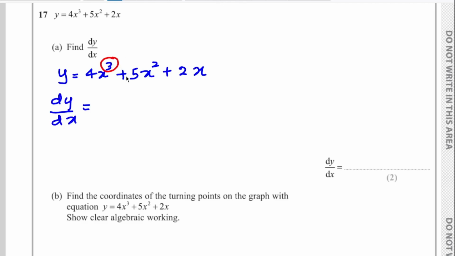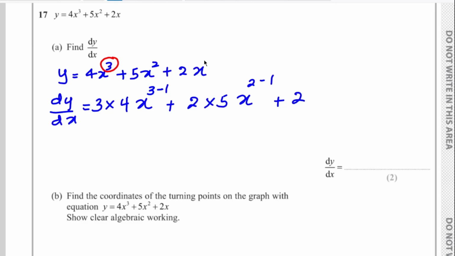I need to start off with the power, which is 3, multiply by the coefficient and take away 1 from that power. Plus 5, and again, start off with the power, multiply by the coefficient, x to the power of 2 minus 1. Whenever we have just x with power 1, it becomes just a number, because 1 minus 1 gives x to the power of 0.